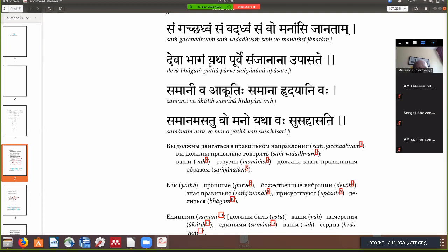Good. So the whole line is Deva Bhagam Yatha Purve Samjanana Upasate.